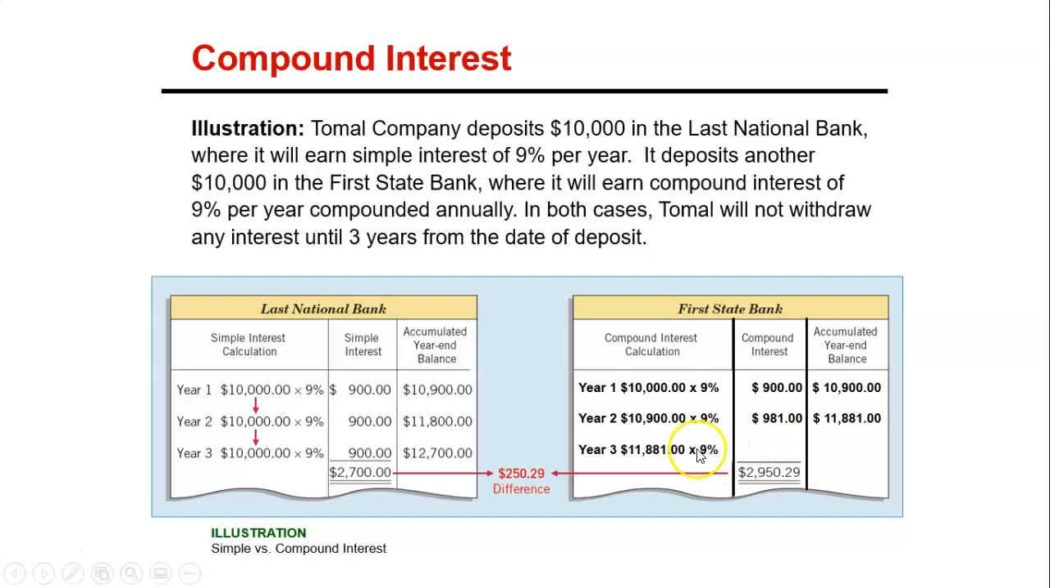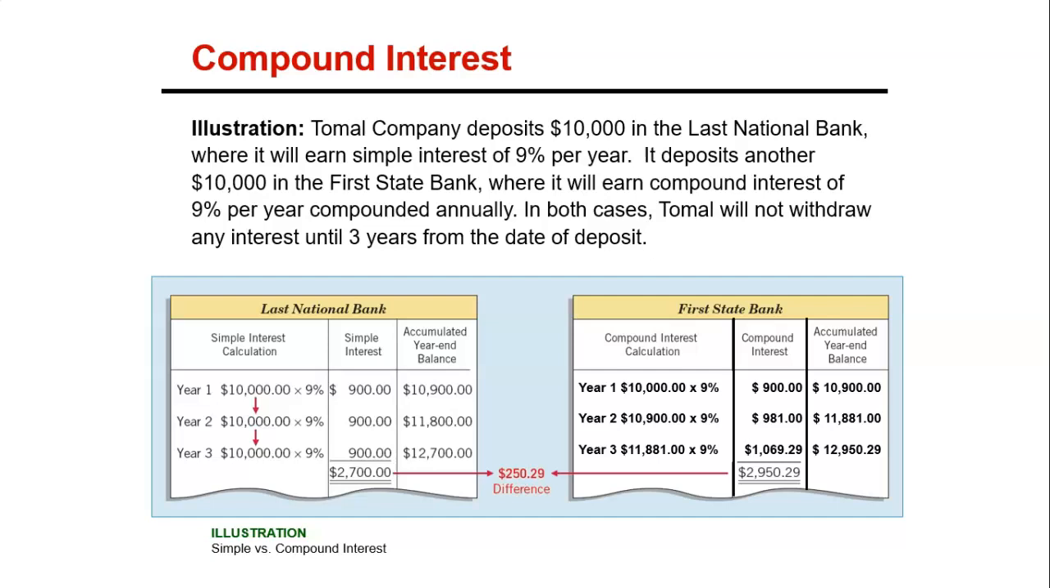In the third year, I take the balance, $11,881, which includes the principal and 2 years' worth of interest, and I multiply it times the 9% times 1. I get $1,069.29. I add that to the previous balance, and now at the end of 3 years we have $12,950.29. Out of that, $2,950.29 is interest. So we put 10,000 in at the beginning of year 1.